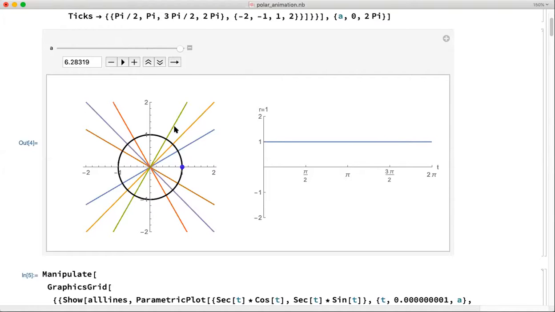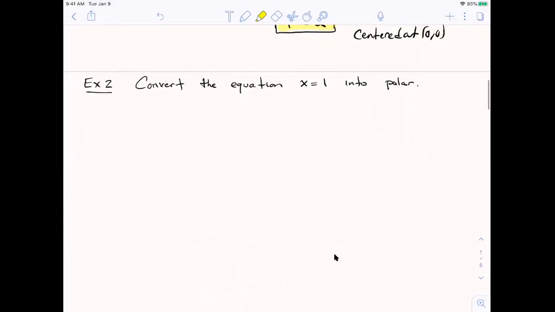Okay, let's go back and look at a second example. See if I can make this quick. There might be a little delay here when my whiteboard's trying to wake back up. Good.